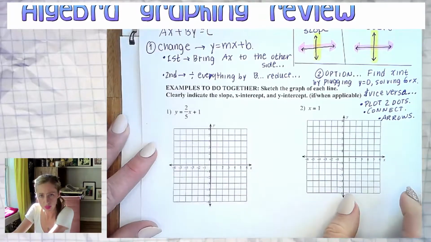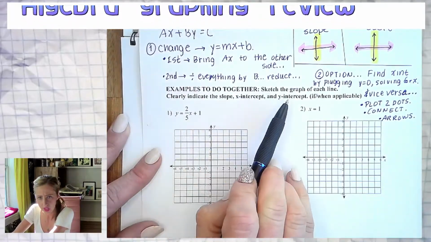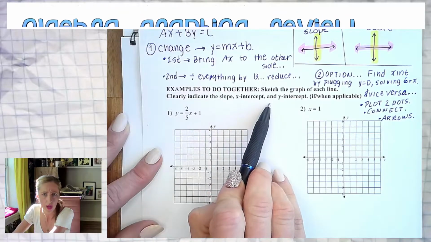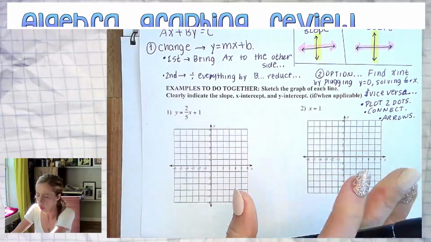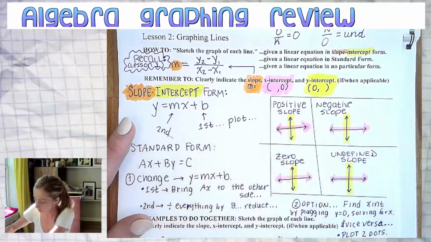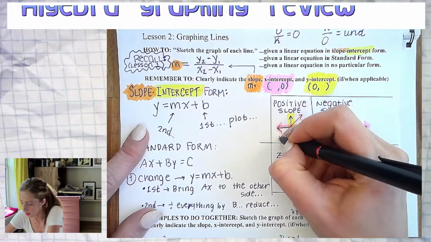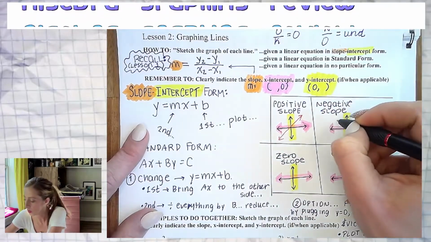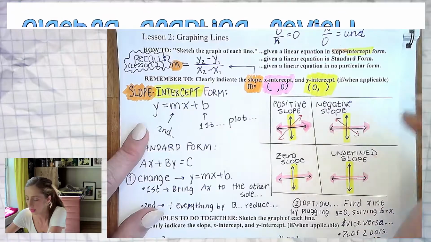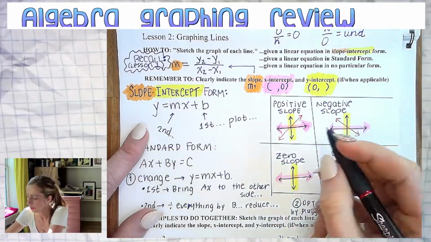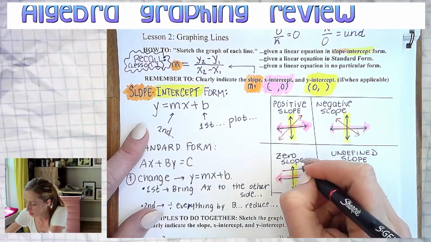Here we go. This first example, the directions say, sketch the graph of each line, clearly indicate the slope, x-intercept, y-intercept, if applicable. Oh, and I almost forgot. What does a positive slope look like? If you have positive slope on your line, it's going to look something like this. Negative slope will look something like this, obviously tilted whatever way, higher, lower, steeper. Zero slope is going to look like this.